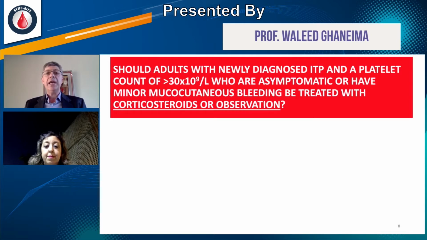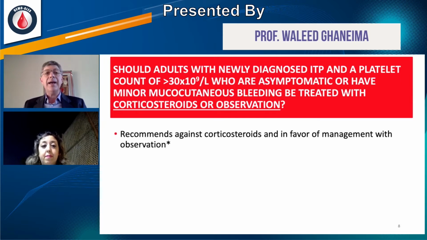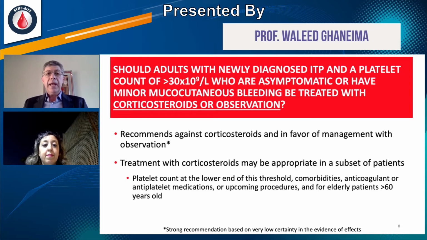The next question: should adults with a newly diagnosed ITP, but this time with a platelet count over 30, who are asymptomatic or have minor mucocutaneous bleeding, be treated or observed? This time, they put the word recommends. So they give a strong recommendation against corticosteroids in favor of management with observation. And this is even if the evidence is based on low certainty of evidence, but they made a strong recommendation.